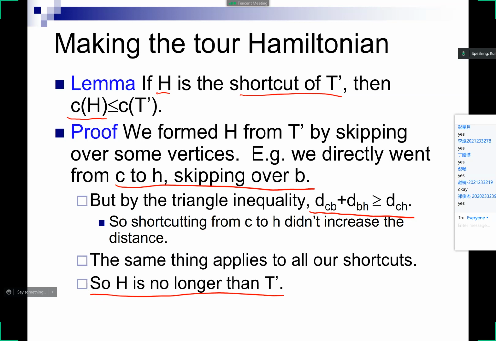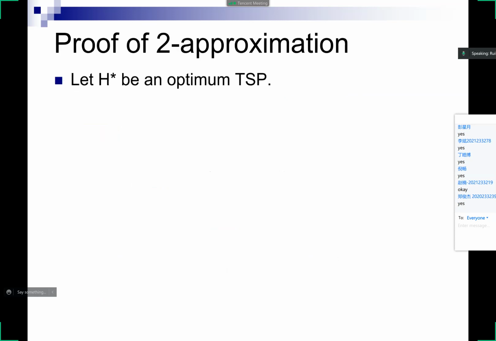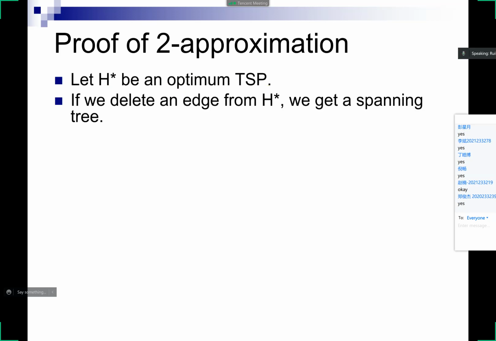Okay, so now that we have this, we can prove the approximation ratio. Let's prove that we have a 2-approximation. To do this, suppose H star is the optimal TSP tour for the original problem. We want to compare our cost to H star's cost. H star is some sort of cycle like this.